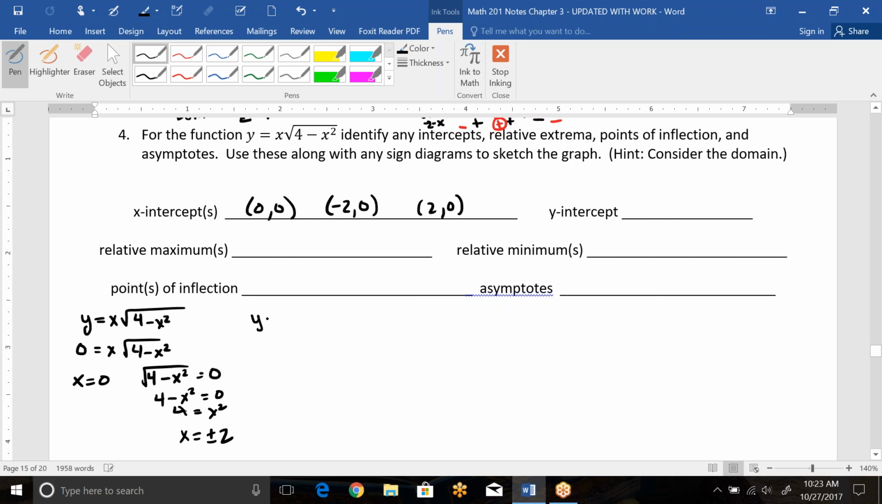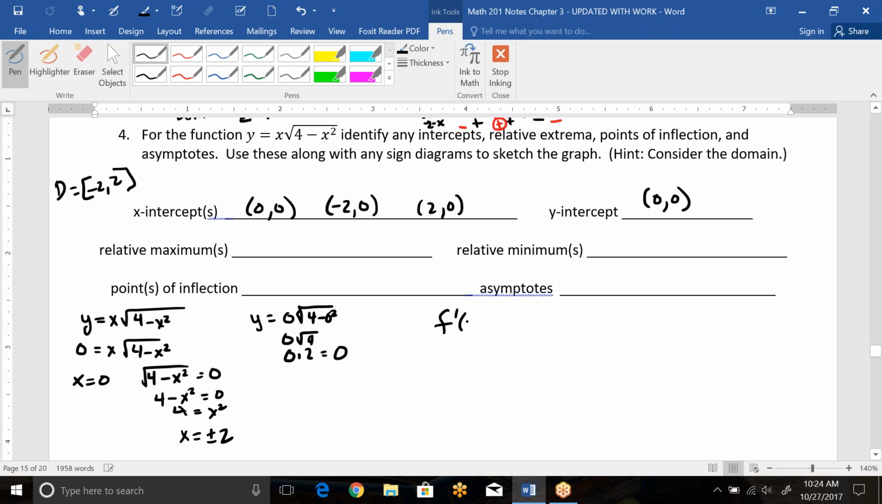To find our y-intercept, you plug in 0 for all the x's. So this ends up being 0 times the square root of 4, which is 0 times 2, which is still 0. Okay, so now we know our domain of our function, which is we can only graph things between -2 and 2. We have 3 x-intercepts and 1 y-intercept. So to find our relative maxes and relative minimums, remember we need to take the first derivative.